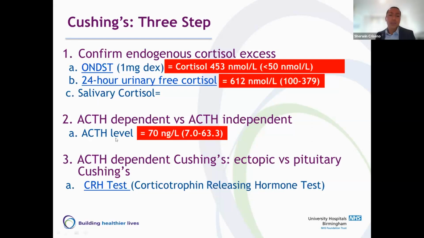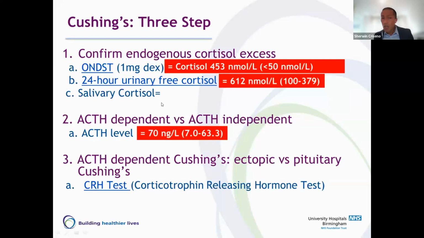The second step is ACTH. Once we establish that the patient indeed has cortisol excess, we now need to know which one is driving that cortisol excess. Is it the ACTH stimulation of the adrenal gland, or is it independent of the ACTH? And that can simply be done by measuring your ACTH level. And for this patient, the ACTH came back quite high, above the normal range of 70 nanograms per liter.